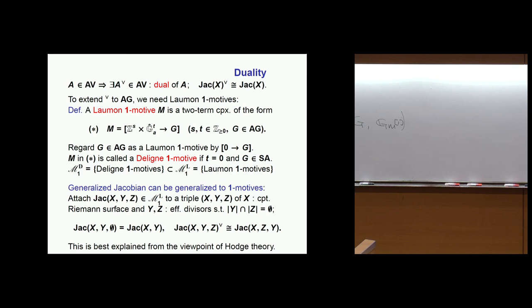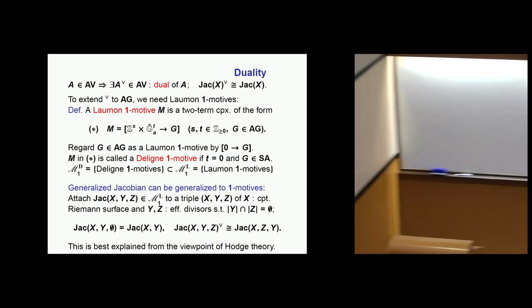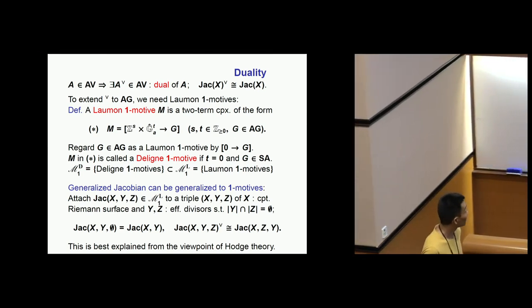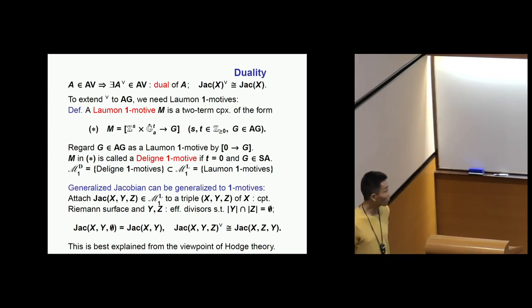So if we take zero as the second divisor Z, then this is just a commutative algebraic group. So in this sense, there is nothing in the first term. The second thing is that the dual of the Jacobian 1-motif of X, Y, Z is isomorphic to that of X, Z, and Y. So Y and Z are interchanged. So if both Y and Z are trivial, then this recovers the classical auto-duality of Jacobian. But in general, the duality acts in this way: it switches the two divisors. Yes, this is the picture in the case of curves, and next, I would like to explain this from the viewpoint of Hodge theory.